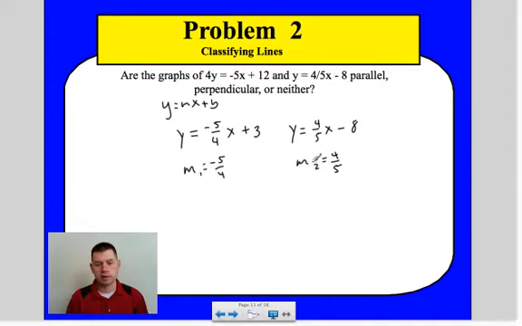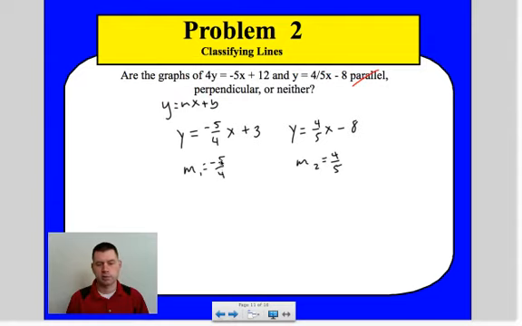So clearly they are not parallel because they're not the same. Which means that it's perpendicular or neither. Neither would mean that it's not perpendicular, like maybe they cross, but not at a 90-degree angle, or they're actually the same line. Since they're not the same slopes, they can't be the same line. So it has to be that they cross maybe at a 45-degree angle or something like that.